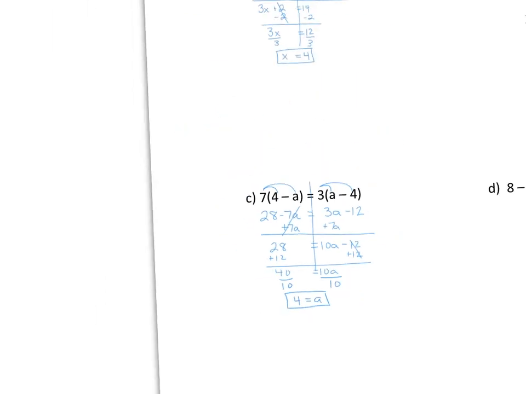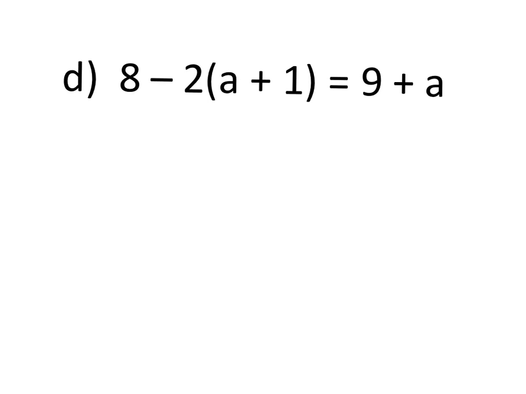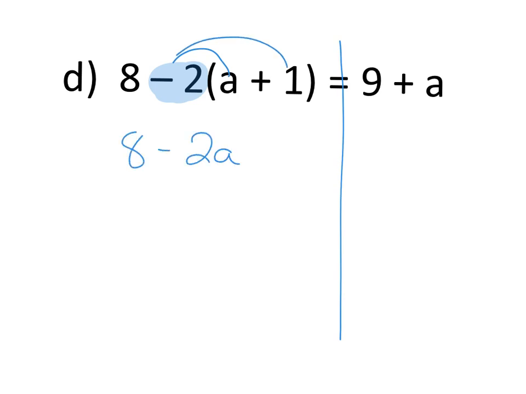All right, let's go to D. All right, so again, keep in mind, we distribute, we combine like terms, and then we solve. Same 3 steps that we've been learning in our previous lessons. So we're going to start by distributing. Now let's make sure, though, that we distribute that negative 2, right? Take the negative along. So I'm going to distribute that negative 2 through and get 8 minus 2a minus 2, right? Negative 2 times 1 is negative 2, equals 9 plus a.